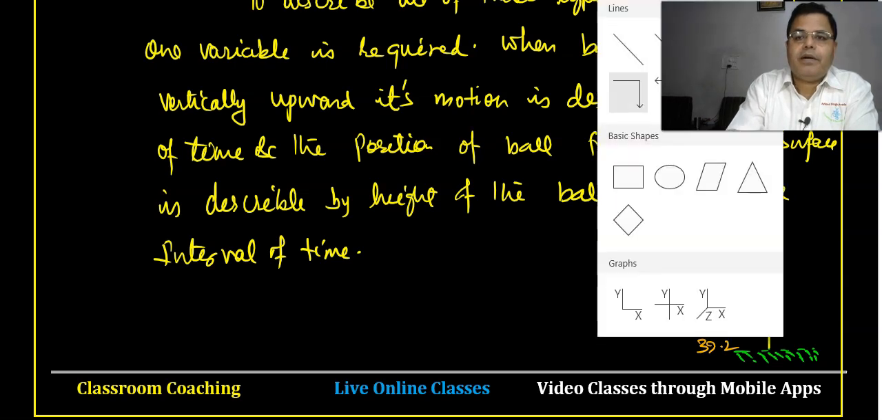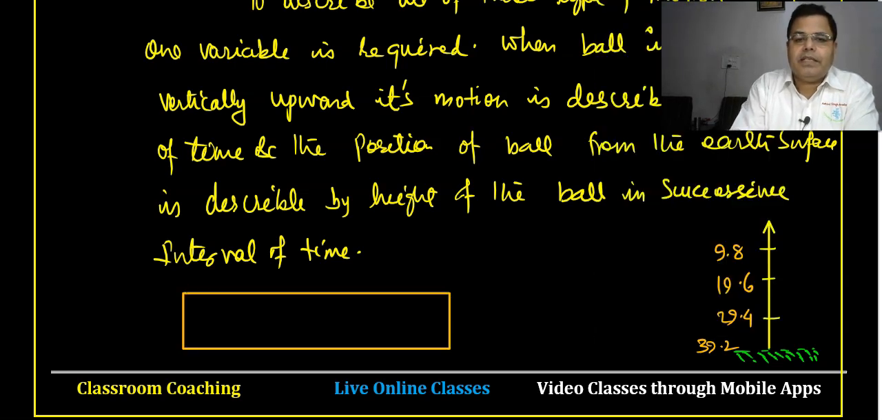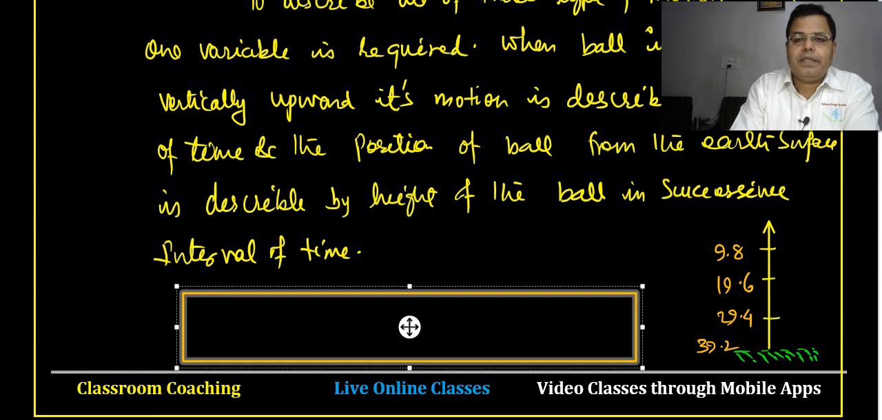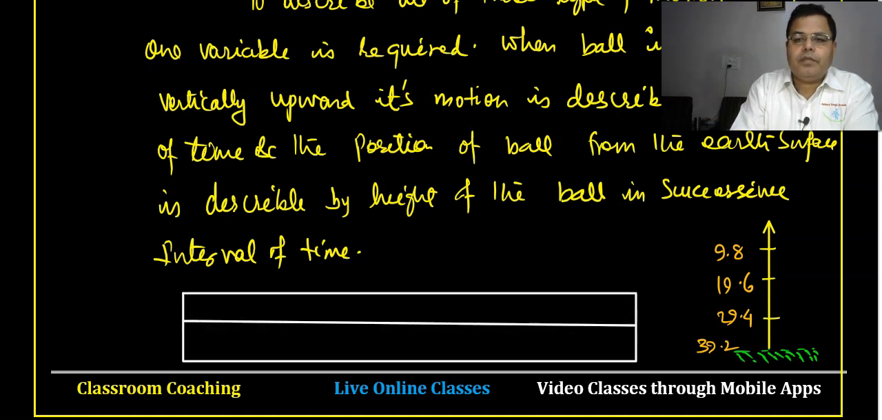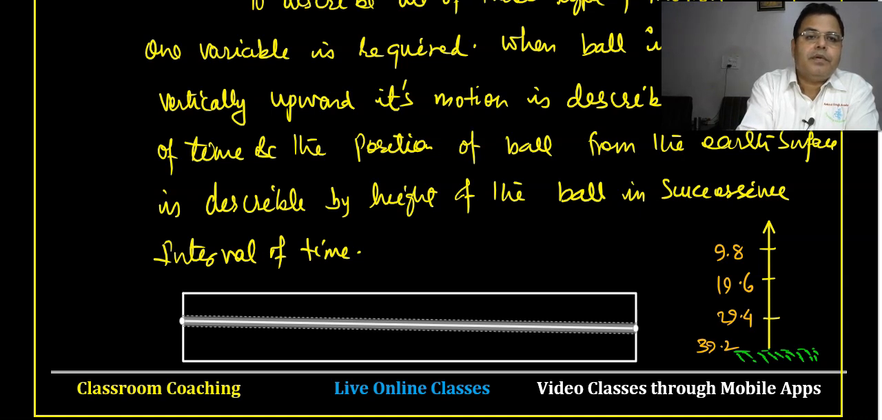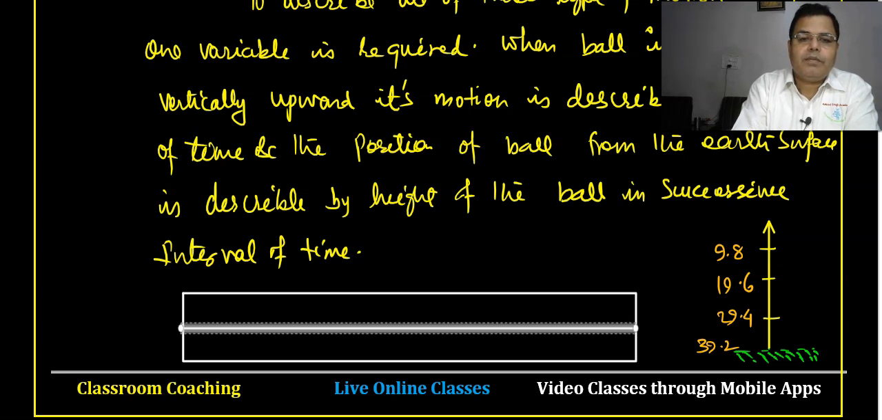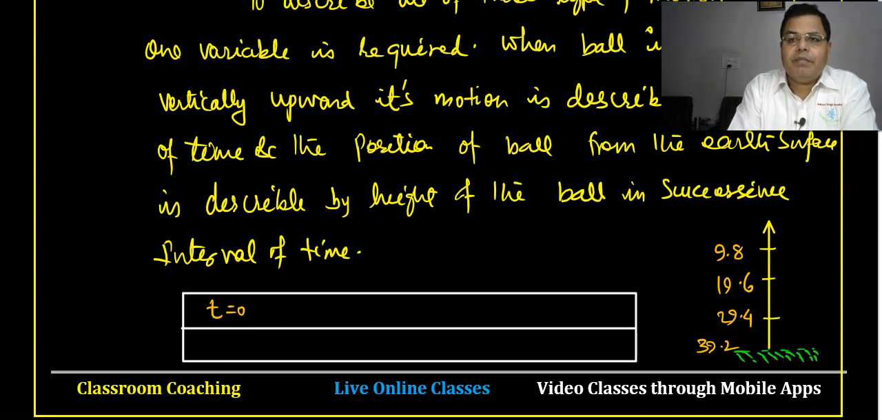So we can have a table which can describe the position of a particle at different times. Say a ball is thrown with a speed of 39.2 meter per second. So, time, let me write here, time is 0, although time is never 0, remember this. But when we start counting, we can consider this equal to 0.